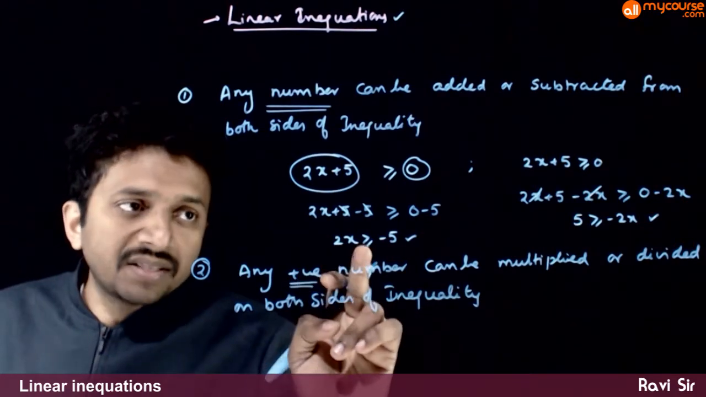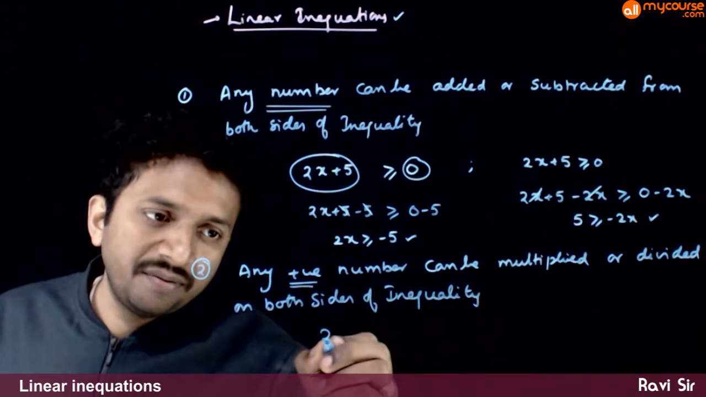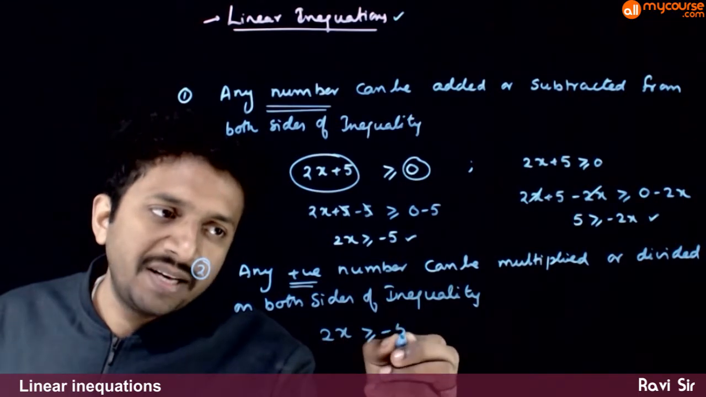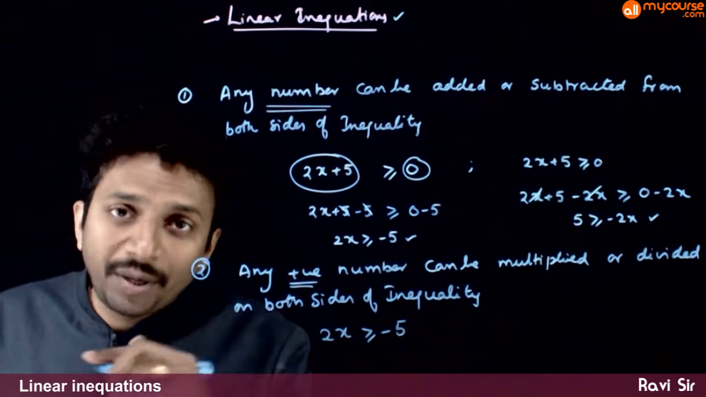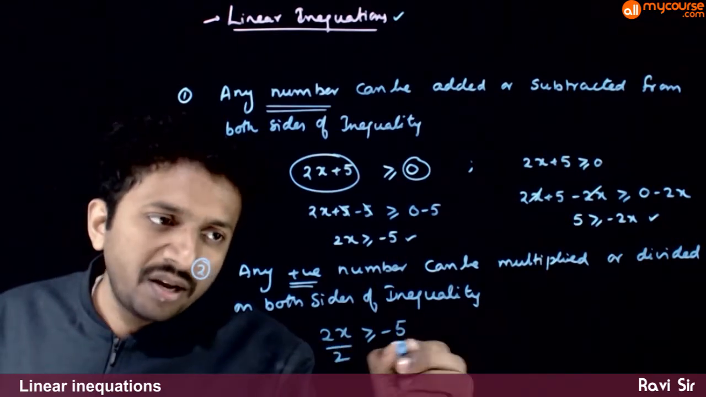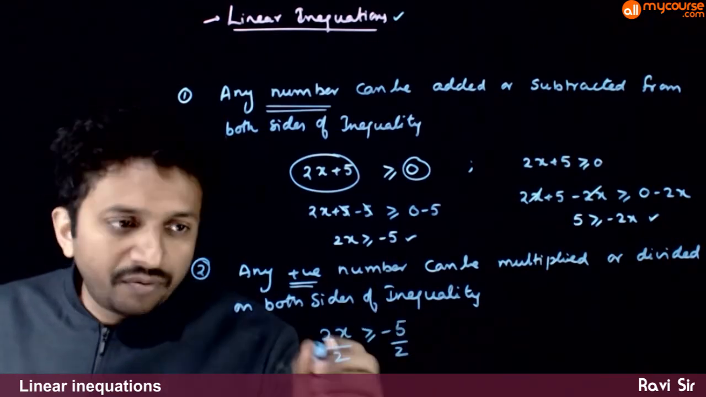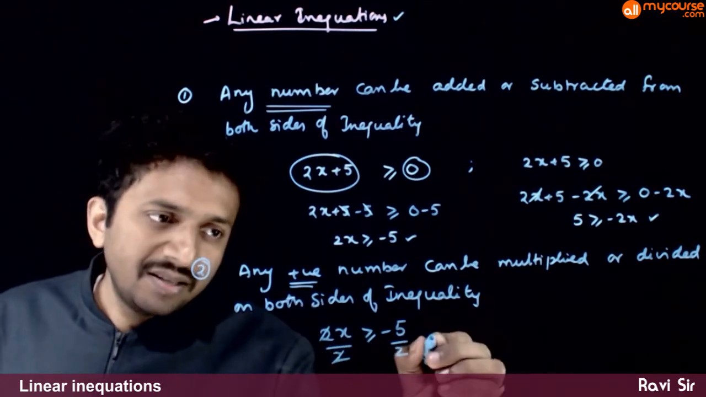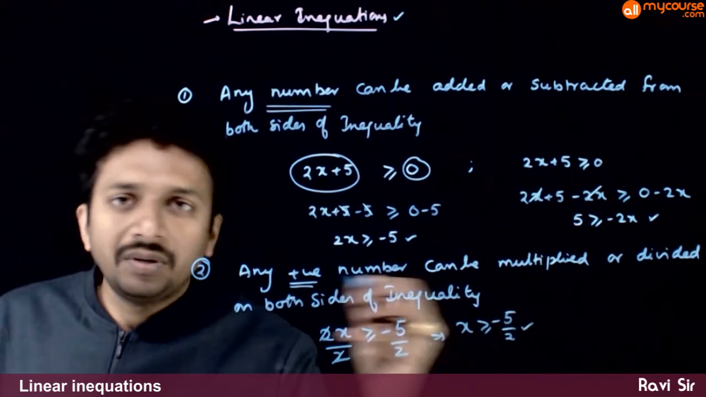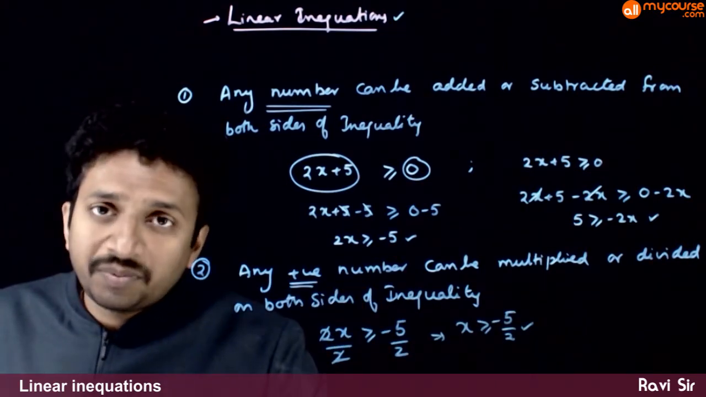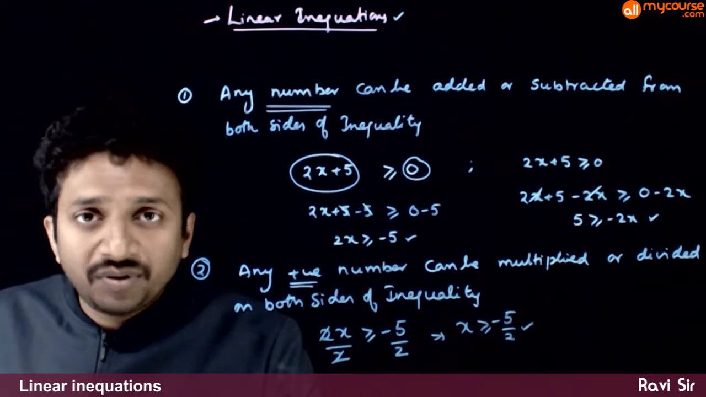Now you have 2x greater than or equal to minus 5. I can uniformly divide both of these sides by 2. So 2 and 2 get cancelled. This implies x is greater than or equal to minus 5 by 2. There is nothing wrong with this step. So x greater than or equal to minus 5 by 2 is right.